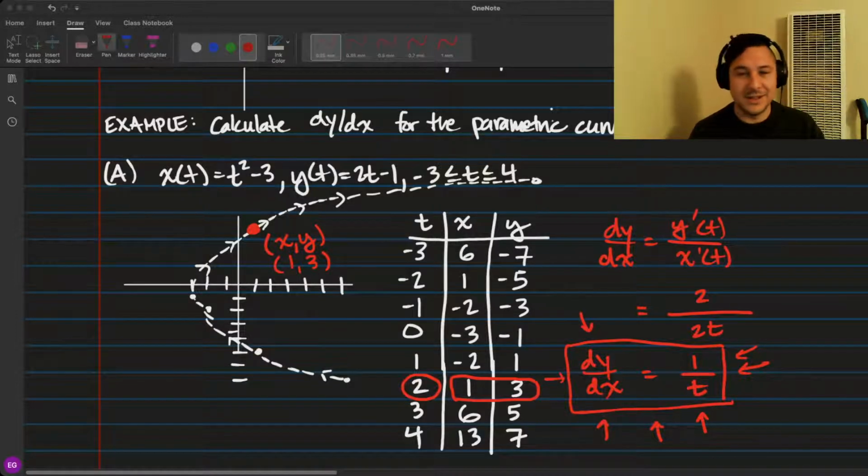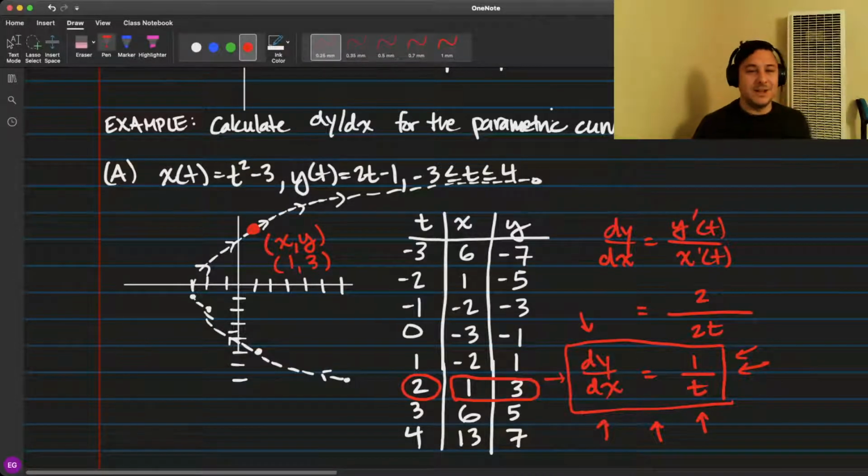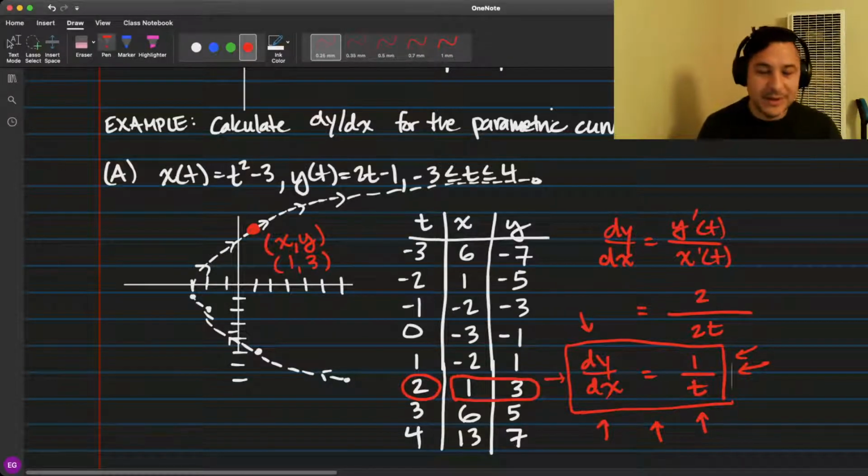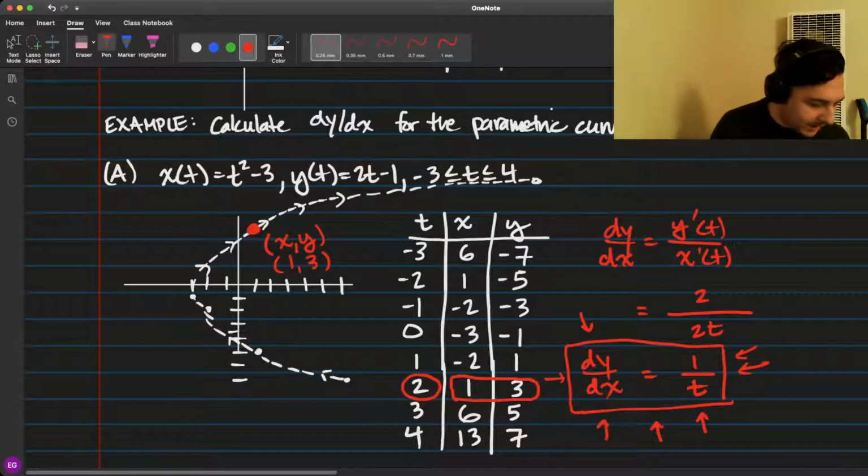Interesting. Okay, anyways, it's in terms of t. So if you choose a point on there with x and y values, you're going to have to work backwards and figure out the t. That's the one drawback to this. So I just wanted to point that out to everyone. All right, let's do another example.